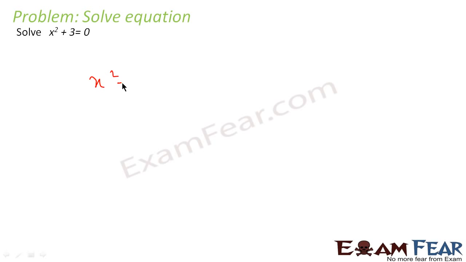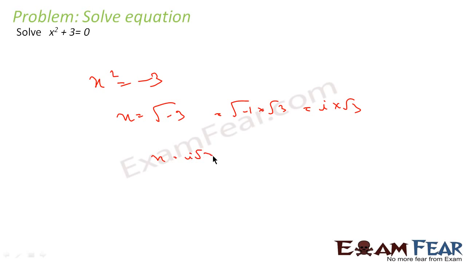x square plus 3 is equal to 0. x square is equal to minus 3, or x is equal to root of minus 3. So root of minus 3 is equal to root of minus 1 into root of 3, and root of minus 1 is equal to i, so x is equal to i root 3. This is the answer, and this is a complex number because this has the imaginary part.